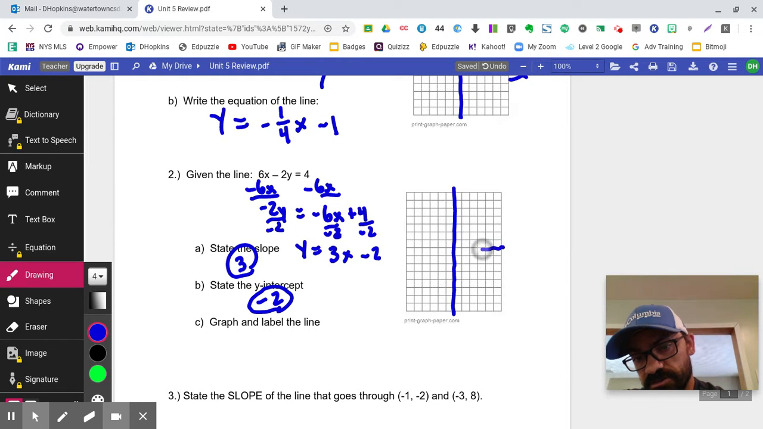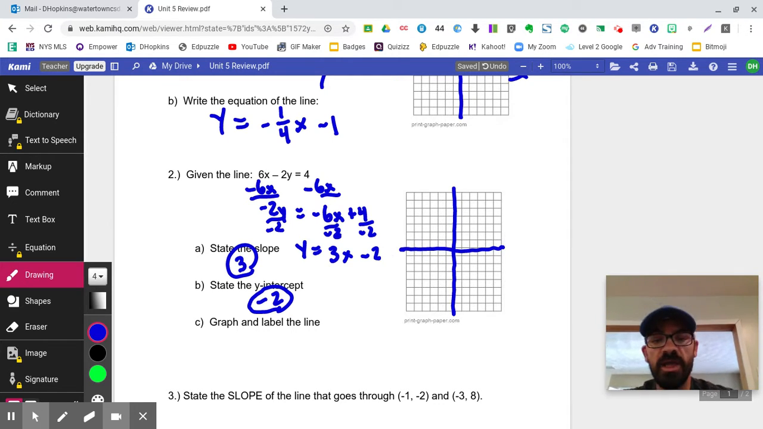Again, your axes. And they don't have to be perfectly in the middle. They should be done with a ruler if you printed this off. The y-intercept is -2. 1, 2. And the slope is 3. As a fraction, it's 3 over 1. So that is up 3 over 1. Up 3 over 1. And again, if you run out of room, go down 3, back 1.